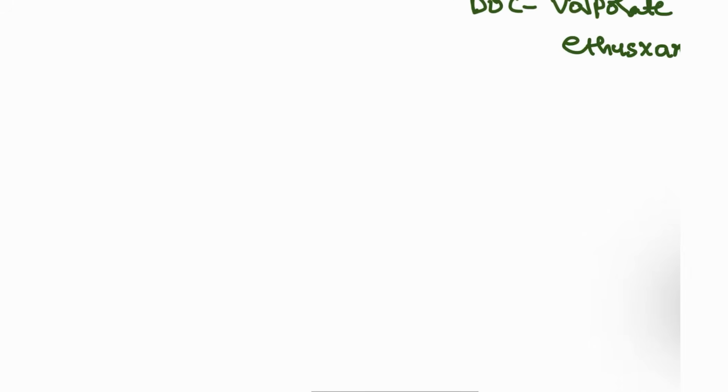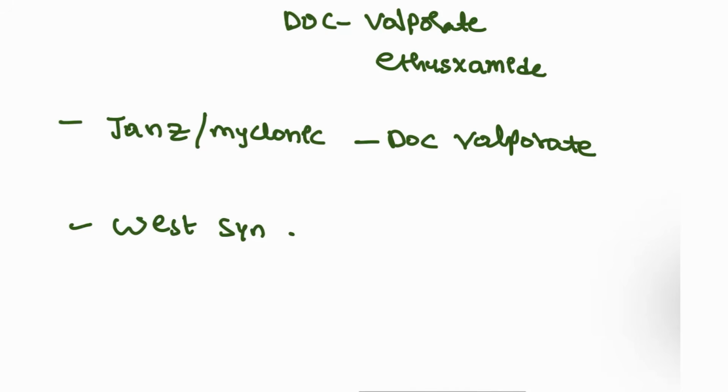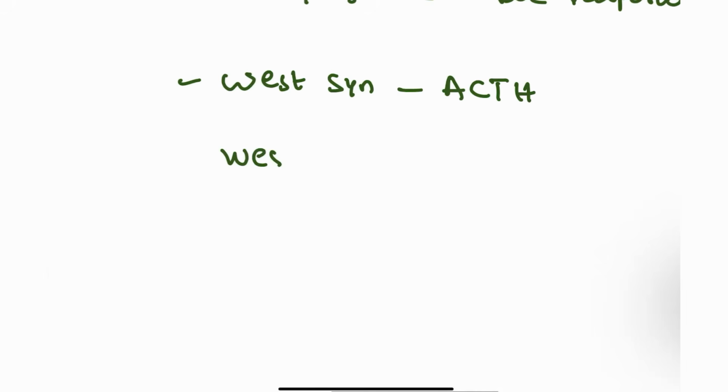Next, other conditions like Janz syndrome. This is known as a myoclonic epilepsy, like juvenile myoclonic epilepsy. Here also the drug of choice will be valproate. Next, you have West syndrome. In West syndrome, the drug of choice will be ACTH. But if West syndrome is associated with tuberous sclerosis, then we have to give vigabatrin.